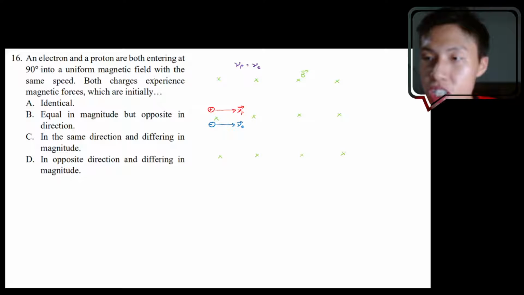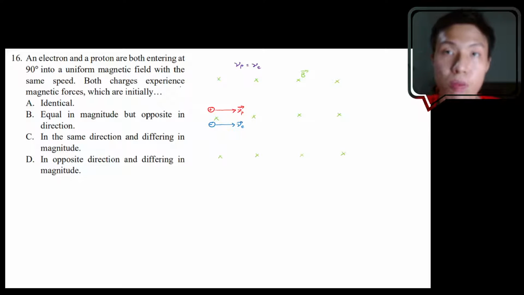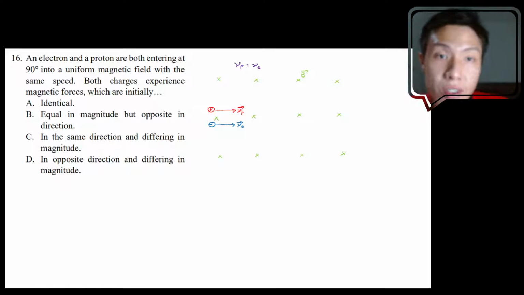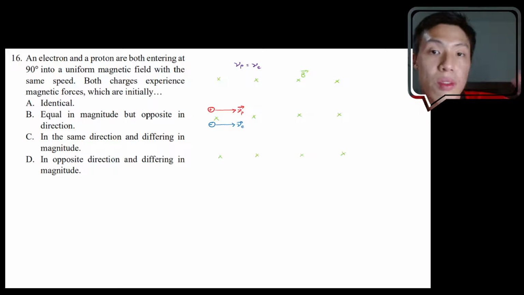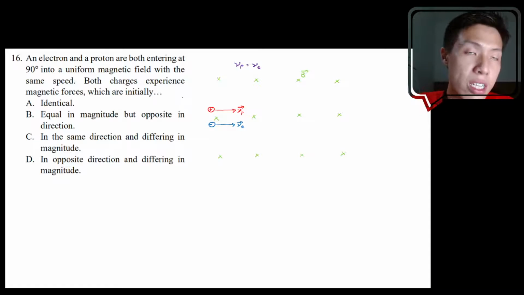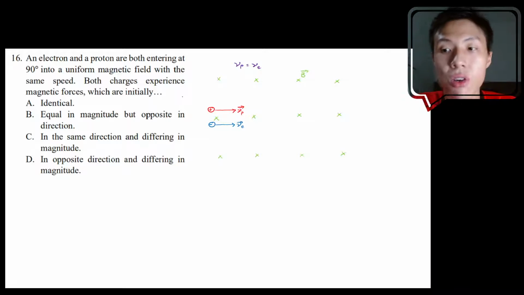Both charges experience magnetic force, of course, because it's a moving charge in a magnetic field. A moving charge will interact with the magnetic field, and as a result, the moving charge will experience a magnetic force. Now they ask, when they just enter the magnetic field, how do you compare the magnetic force of both charges? Whether they have the same magnitude or different magnitude, whether they have the same direction or opposite direction. So let's try to determine that.